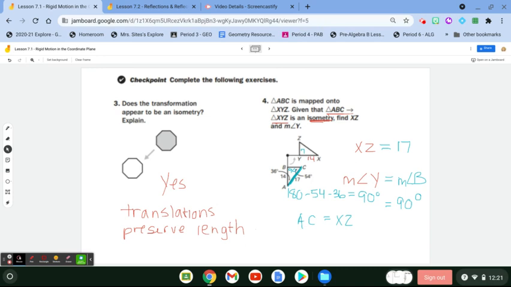I know also that the measurement of angle B would have to be the same as the measurement of angle Y because they're in the same positions. To get that measurement, I know a lot of facts based on triangle ABC down at the bottom. I know triangles add up to 180 degrees. So if I did 180 minus 36 minus 54, I'm going to get 90. So if I know the measurement of angle B equals 90 degrees, I also know that the measurement of angle Y equals 90 degrees because we have an isometry.